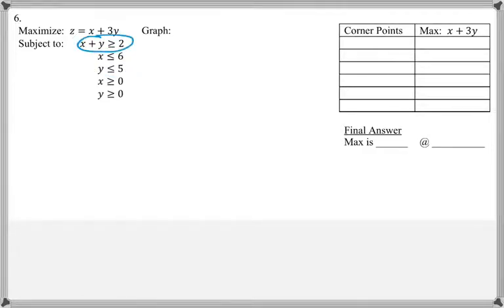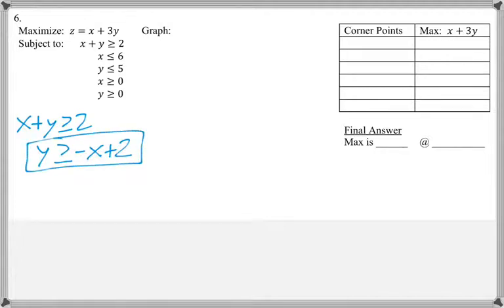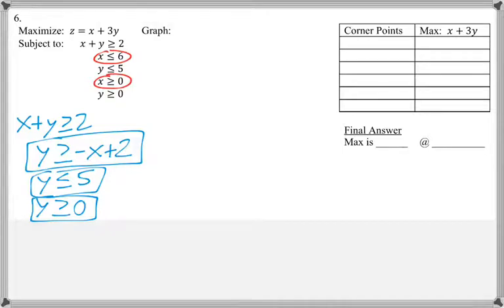But we do have one inequality that we do need to solve for before we can graph it. So x plus y is greater than or equal to 2. If I subtract x from both sides, y is greater than or equal to negative x plus 2. So I'm going to graph this on the calculator. I'm going to graph y is less than or equal to 5, and y is greater than or equal to 0. So any of the ones with y's I can graph in the calculator. The two with x's, I'm going to have to do that by hand.